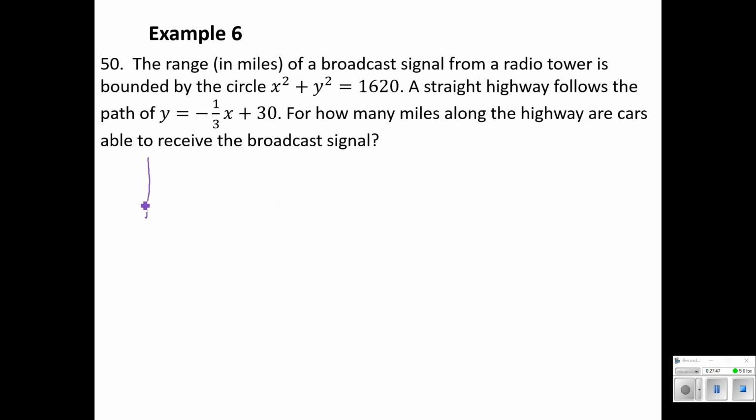Now you may remember from geometry that first equation is a circle centered around the origin, and then this negative 1/3 x plus 30 is a line that's traveling with a negative slope, and this isn't an exact graph, but I'm just trying to get an idea of the situation.